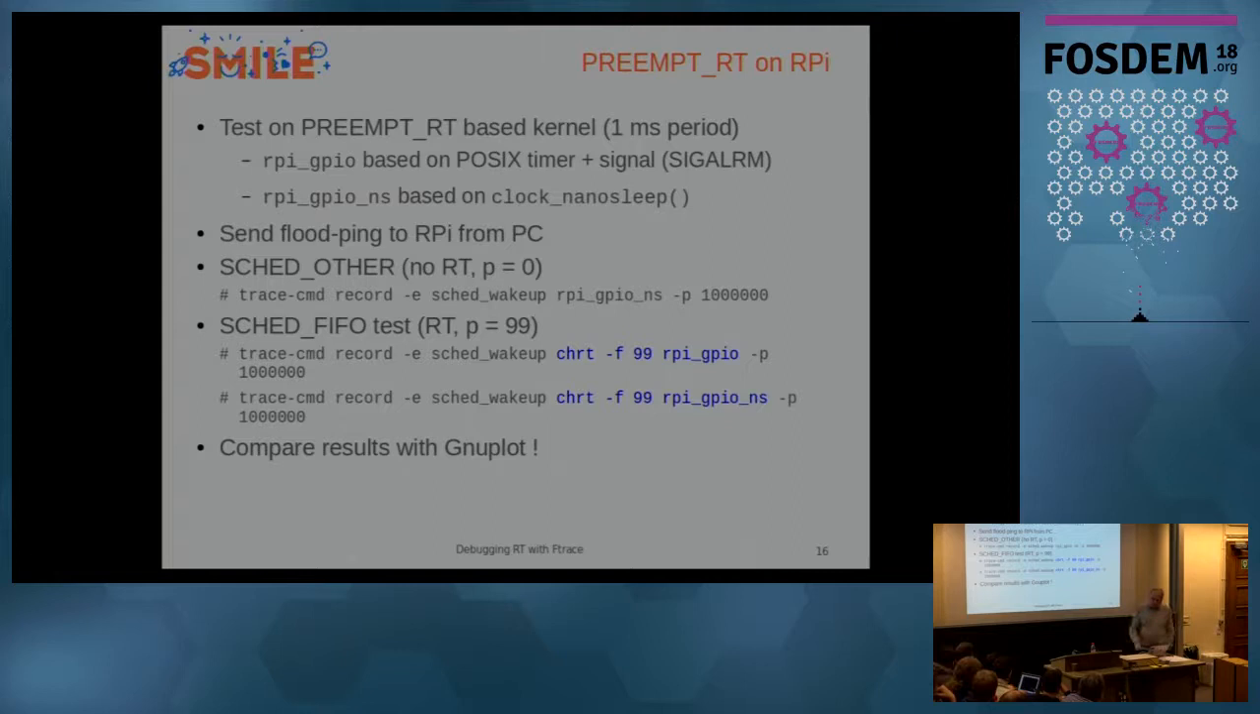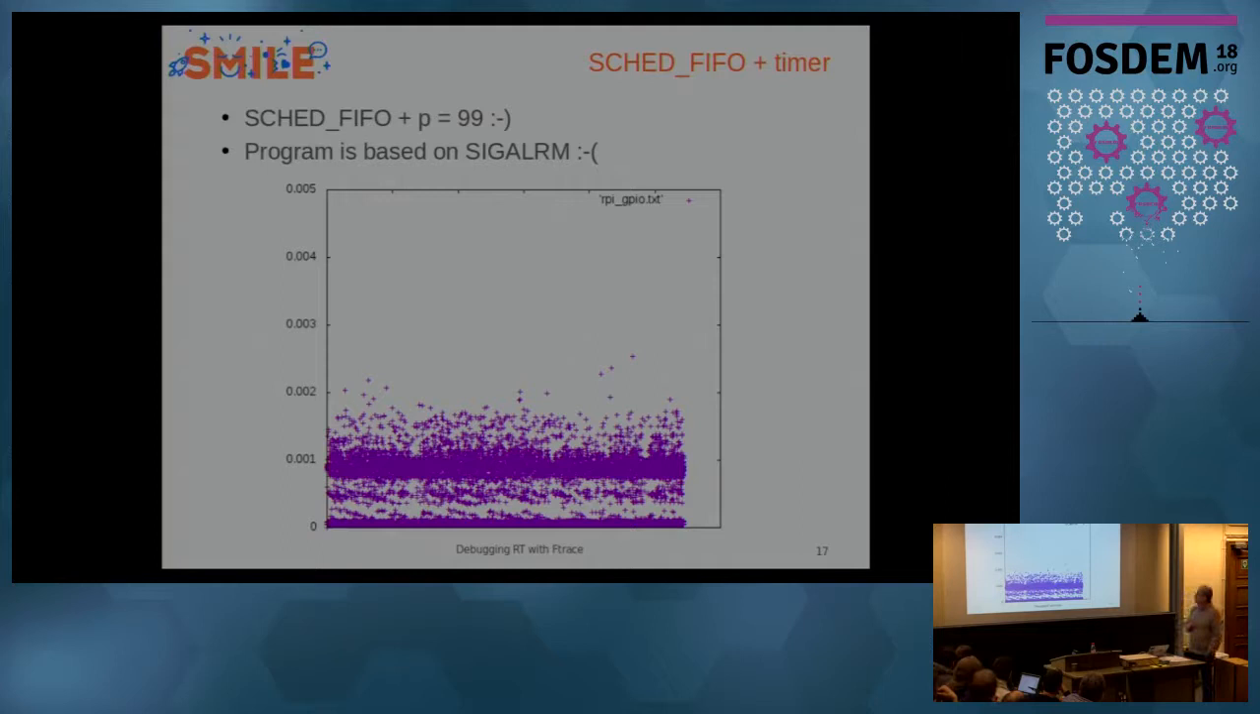So SCHED_FIFO with the timer is awful. You have a line here, but with a kind of cloud around. It's not a cloud. This is not a point, this is a legend. Because every time I show the picture, everybody says, why is the point here? It's a legend.